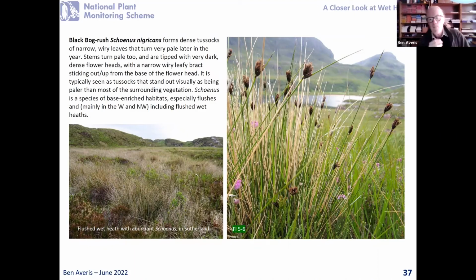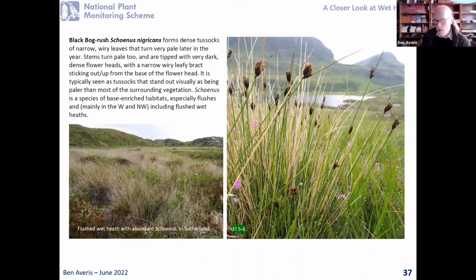But usually if you're in a bog and you see some Schoenus, and you're thinking, hey, there's Schoenus in a bog, when you get close up in there, you find there's actually a little tract of flushing coming through. It's actually kind of flushed wet heath. So there's a picture of that habitat on the left and the plant on the right. It's quite a distinctive plant with those dark blobby heads.